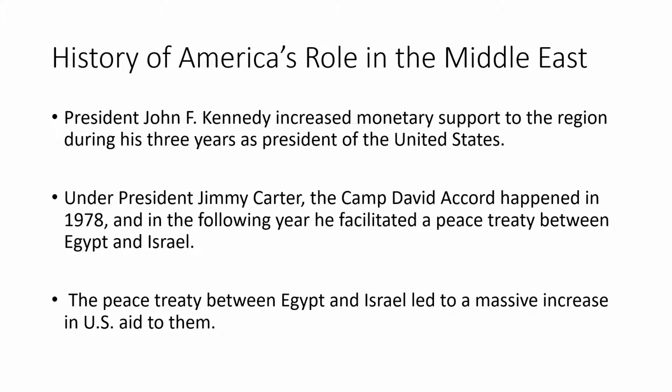President John F. Kennedy increased monetary support to the region during his 3 years as president. Under President Jimmy Carter, at the Camp David Accord in 1978 and 1979, he facilitated a much-needed peace treaty between Egypt and Israel. This peace treaty between Egypt and Israel led to a massive increase in U.S. aid to them, which they needed very much.